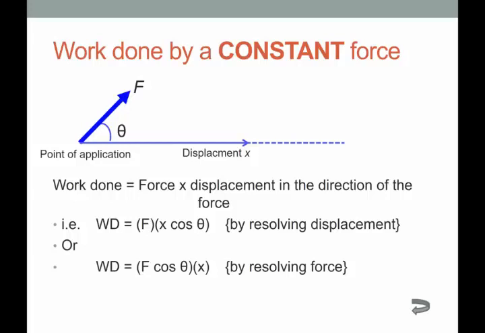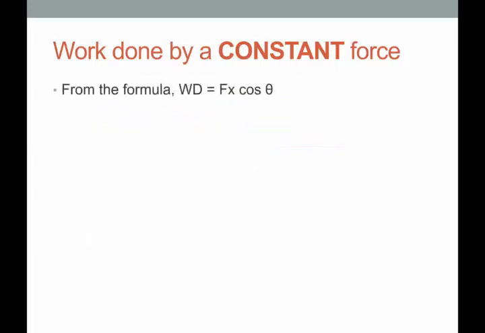For work done by a constant force, again, it is the force times the displacement in the direction of the force, i.e., force times the displacement cosine theta. This is resolving the displacement, or if you choose to, you can also resolve the force. Work done equals force cosine theta multiplied by the displacement x. From the formula, work done is equal to Fx cosine theta.